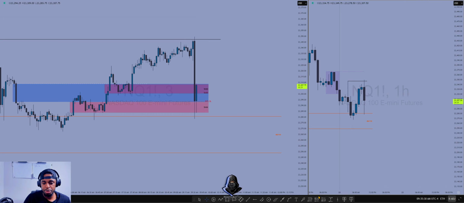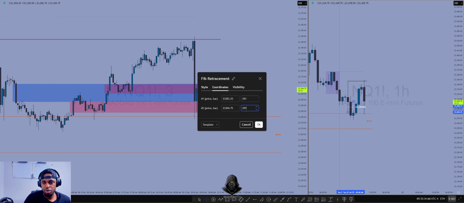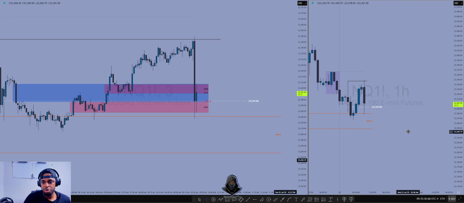And I'm also looking at the midpoint over here. I'm seeing how price closes there. 23,294. And right, it's right at the high of that confirmation.